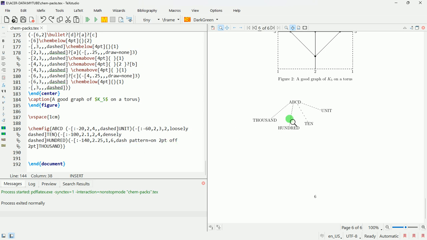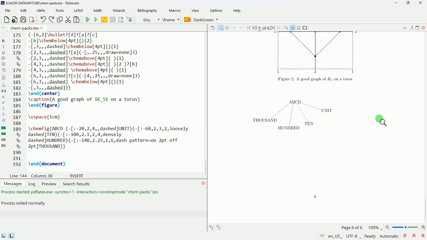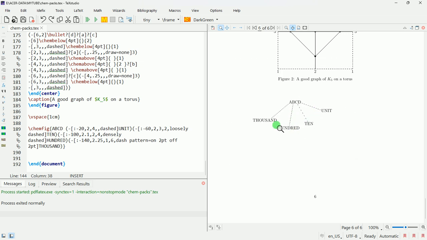And dash pattern also, different types of dash pattern I have written. First one is dashed, simple dash. Second one is loosely dashed. Third one is densely dashed. And fourth one is manually dashed. So that means dash pattern, length of each dash is 2 point and length of each gap is also 2 point. This you can always change. So you see different types of dashes are possible.